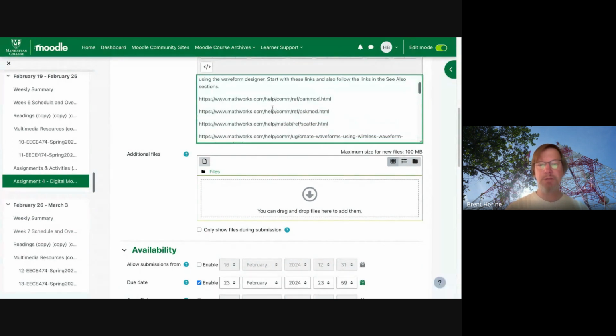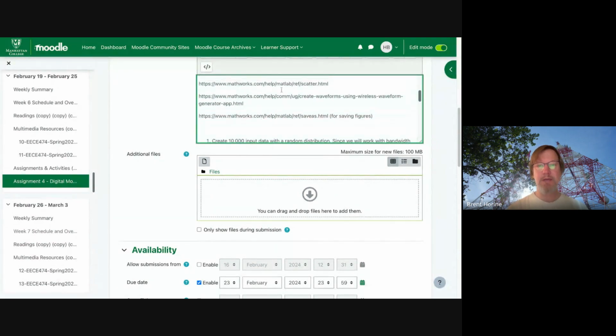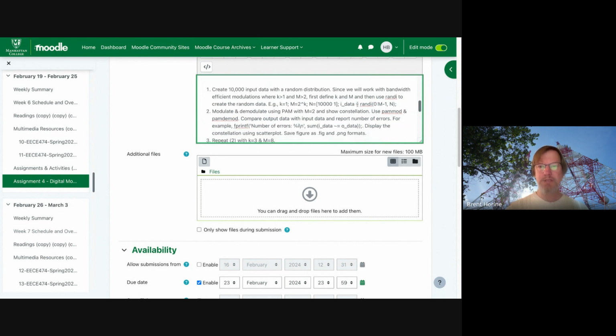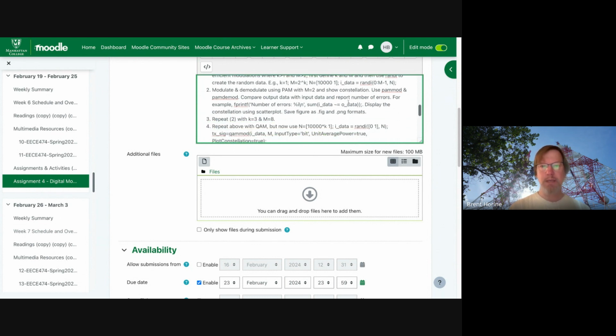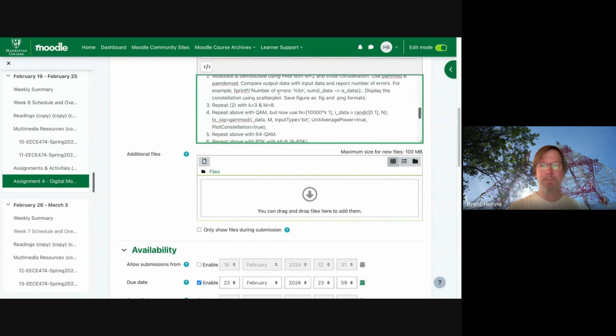I've given you some links here to explore how to use some of these things, including how to generate a scatter plot, which will allow you to show the constellation, similar to the more crude or abstract drawings that I have in my PowerPoint presentations. Then I'll give you some information on how to generate some raw data, and how to ultimately compare it.